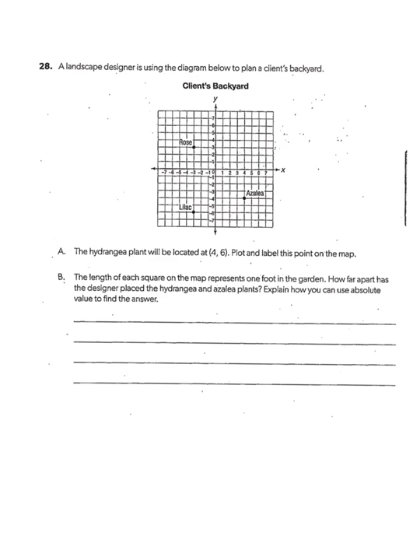Last question. And it's a doozy. Actually, it's not that bad. A landscape designer is using the diagram below to plant a client's backyard. The hydrangea plant will be located at 4, 6. So where am I going to plot that? I'm going to move to the right 4, 1, 2, 3, 4, right, and up 6. Boom. So it should be right there.